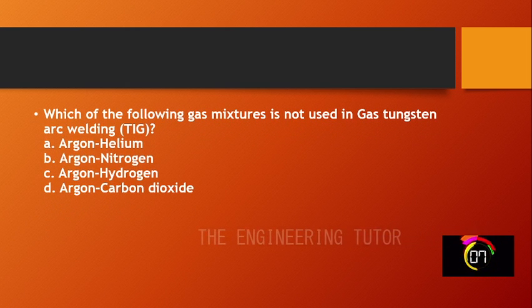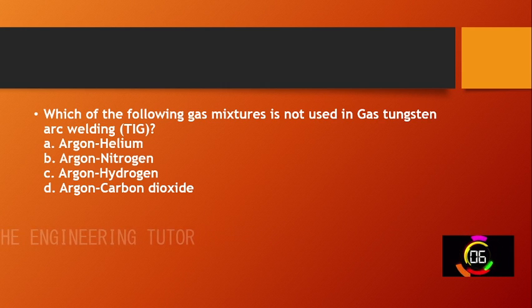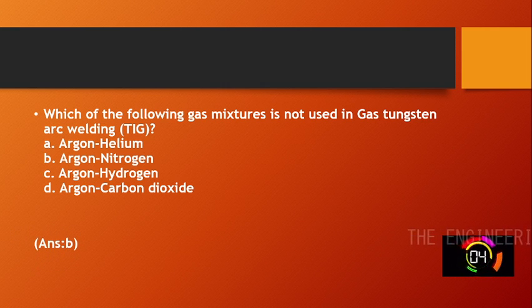Which of the following gas mixtures is not used in gas tungsten arc welding? Argon helium, argon nitrogen, argon hydrogen, argon carbon dioxide. Many of you think that argon hydrogen is an explosive gas, so you won't be using that in TIG welding. So this is the wrong answer. We are going for argon and nitrogen, which is the combination not used in TIG welding.